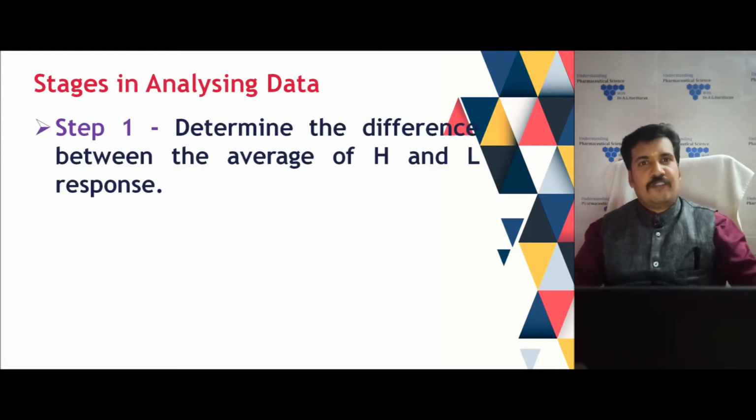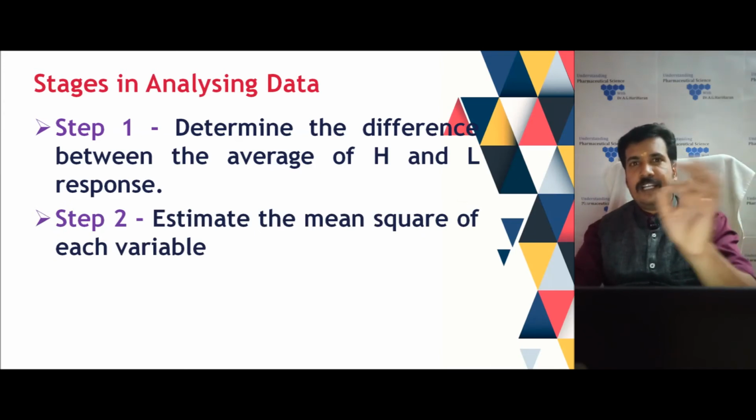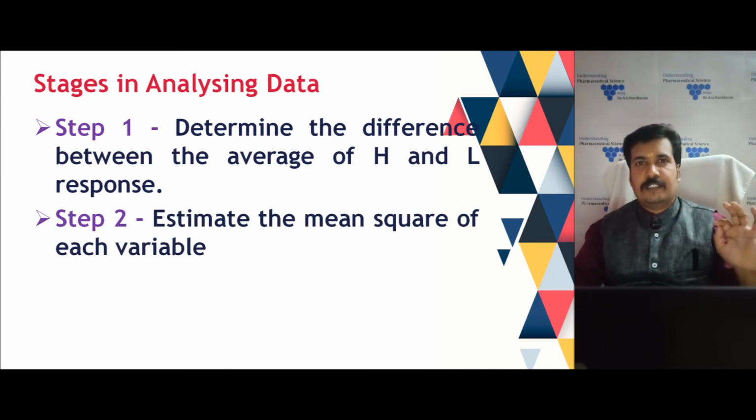In the first step, out of these 8 experiments, for variable A, 4 experiments will be high and 4 will be low. So I take the average of the high ones and the average of the low ones and calculate the difference. That is step 1. In step 2, I calculate the mean square of each variable. Let us see how we go about it.